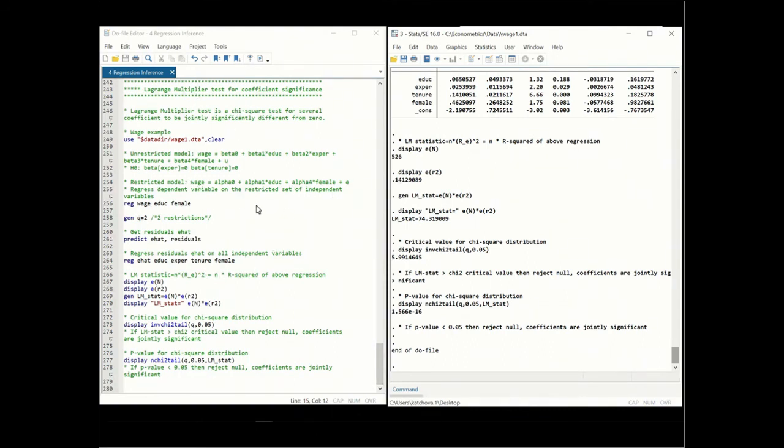So here we're doing the same things with the Lagrange multiplier test for coefficient significance as with the F-test, but again, the F-test is more popular. So that concludes the regression inference, or hypothesis testing in regression.